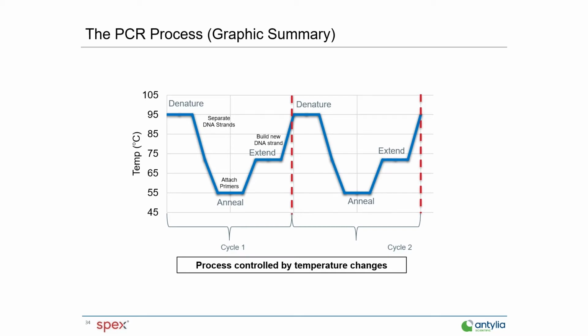So the first step we said is the denature. You open up that DNA strand and at that 90-something degree temperature, the DNA strands separate. Then you attach your primers at the annealing portion, and then you add your nucleotides as you extend, and you build that new strand. And then you repeat over and over again: denature, anneal, extend, denature, anneal, extend. And it's all controlled by changes in temperature.